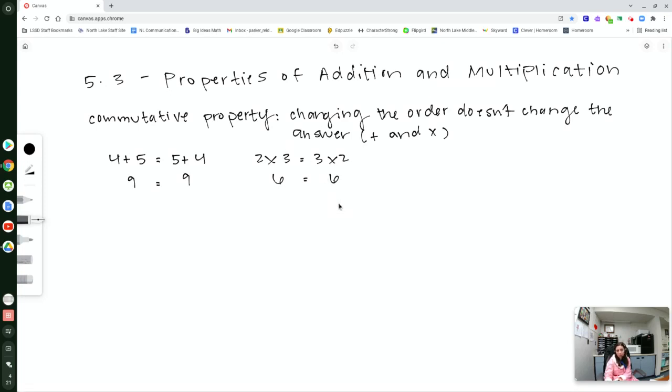So the commutative property tells us that we can change the order of our numbers and it doesn't change the answer. This is only true for addition and multiplication. This does not work for subtraction or division.